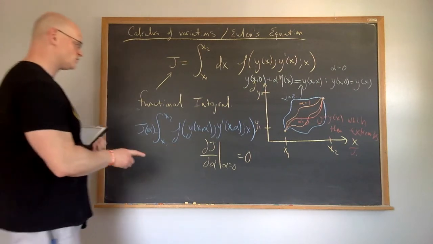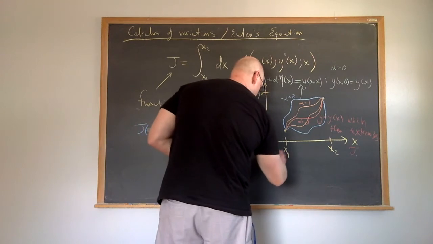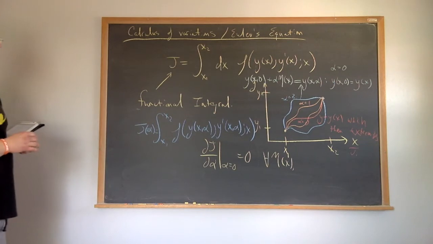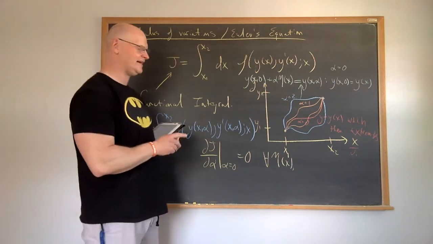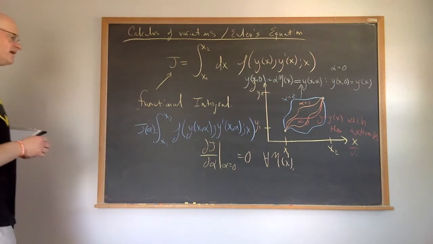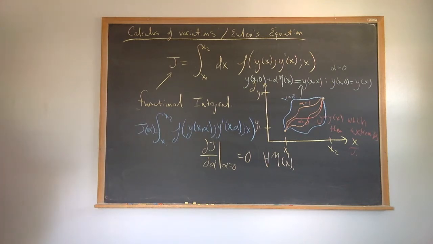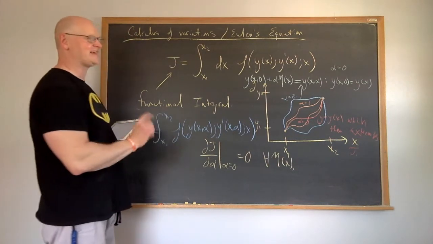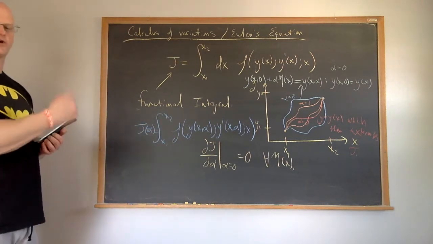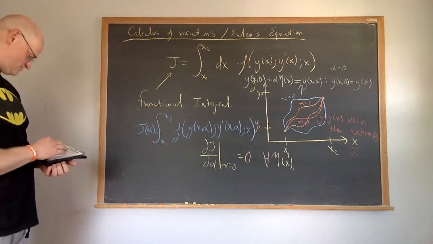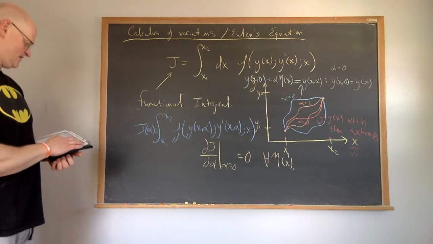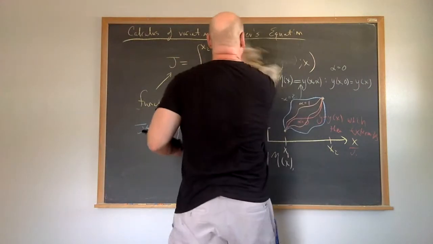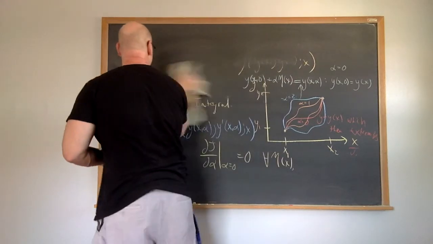Now, this has to be true for all functions eta of x. Okay? So this must be true for any arbitrary function eta which depends on x. And we're going to use that to our advantage in just a little bit. Now, for those that are more mathematically inclined, this is a necessary condition to be able to determine an extremum, but it's not a sufficient condition. We'll talk more about that in a little bit. So good.